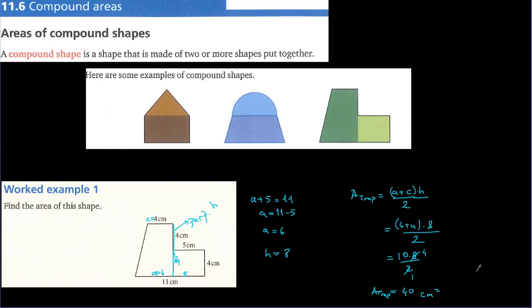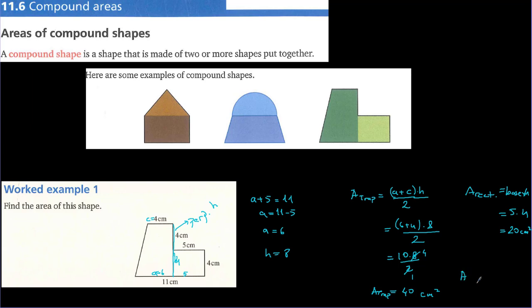40 centimeters square. What about the second area, the rectangle? The area of the rectangle is going to be length times width, or we can say base times height. Do not confuse this with the other A. The base is equal to 5 and the height is 4, so 5 times 4 is equal to 20 centimeters square.